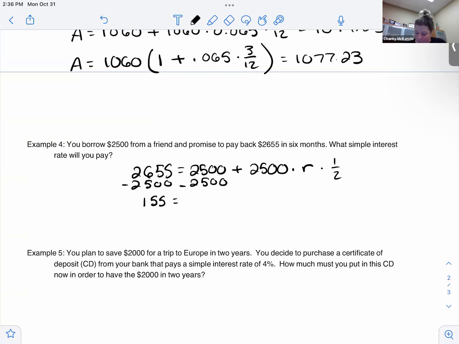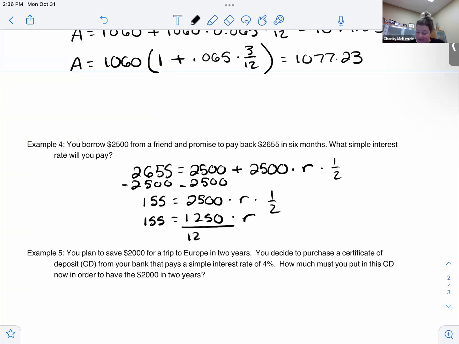Oh, wow. Okay, then we have 2,500 times R times 1/2. Now this is all being times together. So I can simplify 2,500 and 1/2. So 2,500 times 1/2, or cut it in half, is 1,250, excuse me, times R, because half of 2,500 is 1,250. Now we can divide and get that rate.